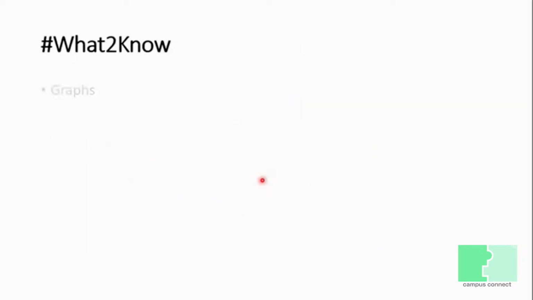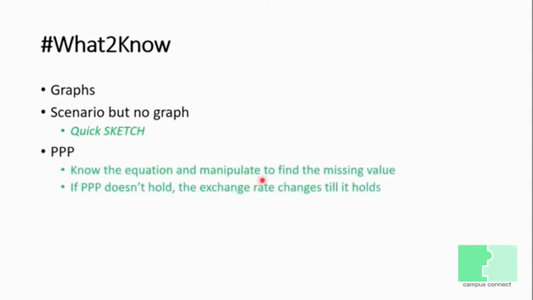Second thing you need to know, if you don't have a graph and you have some sort of scenario, make a quick sketch, saves a lot of time, increases accuracy. Purchasing power parity, know your equation and know how to manipulate the equation so that you find the missing value. And if purchasing power parity doesn't hold, the exchange rate changes up until it holds.